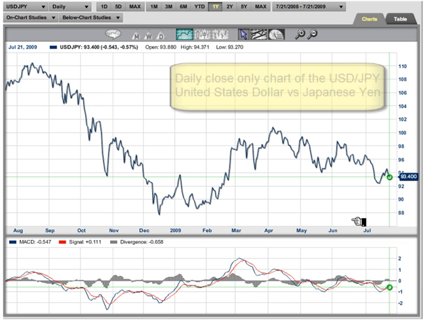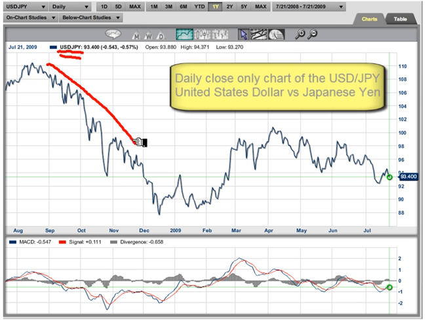And today we're looking at the USD JPY. We looked at this before, and as you can see, we had a pretty big move down late last year, down to around the 88 level. And then we saw the recovery, and now it just sort of seemed to be rolling over.